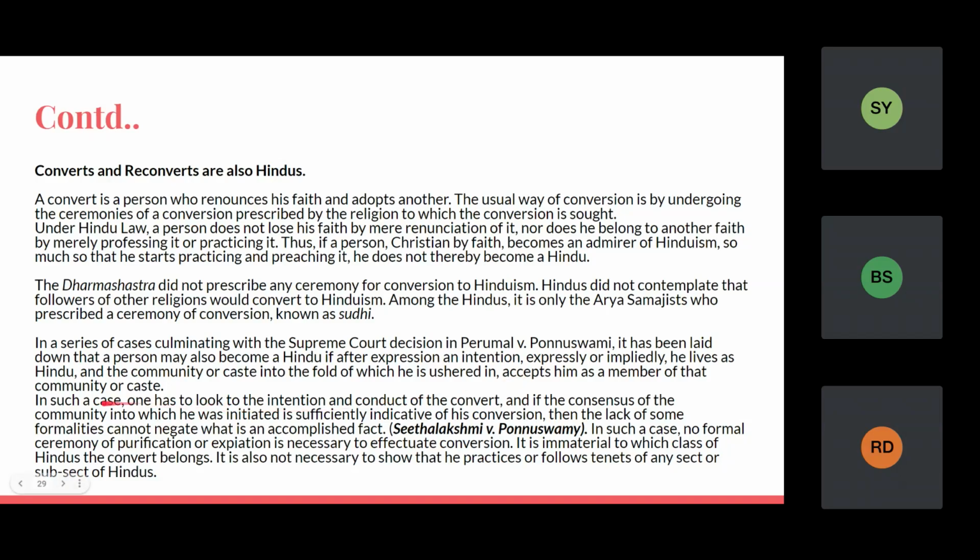In such a case, one has to look to the intention and conduct of the convert. These are the important lines. If the consensus of the community into which he was initiated sufficiently indicates his conversion, then the lack of some formalities cannot negate what is an accomplished fact. This was told in another particular case. In such a case, no formal ceremony of purification or expiation is necessary to effectuate conversion. It is immaterial to which class of Hindus the convert belongs; this applies to all of them.